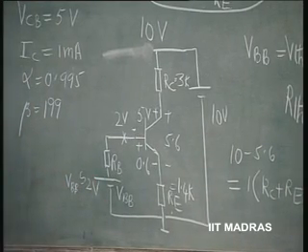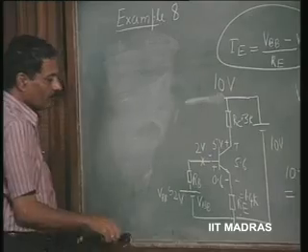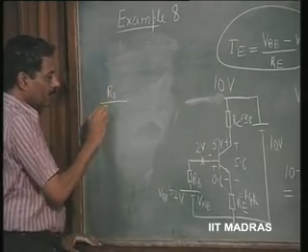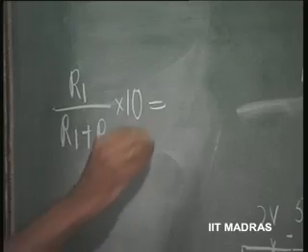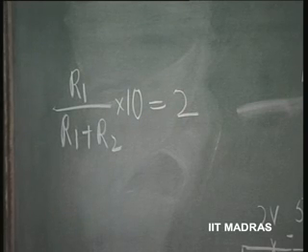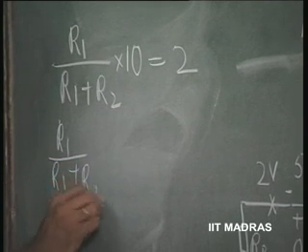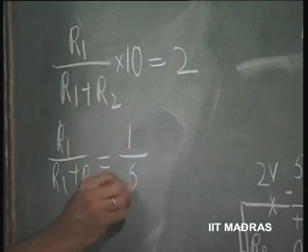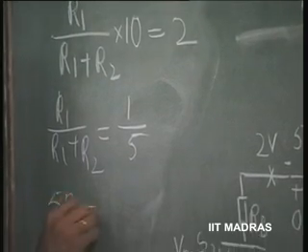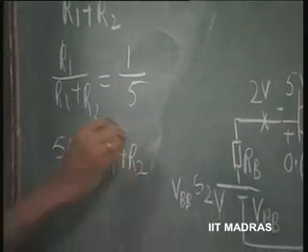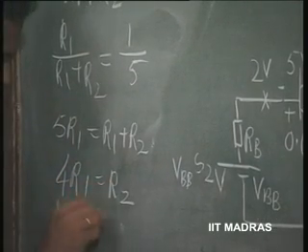So, VBB is now known to be very nearly equal to 2 volts, so you know the Thevenin's voltage. Once you know the Thevenin's voltage, that is R1 by R1 plus R2 into 10 volts is equal to 2 volts, that is the Thevenin voltage. So, R1 by R1 plus R2 is equal to 1 by 5. So, we have 5 times R1 equals R1 plus R2, or 4 R1 equal to R2, that is another condition to be satisfied.